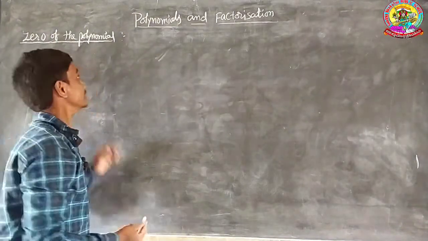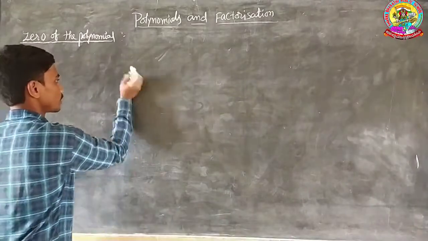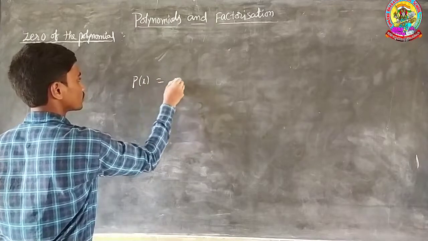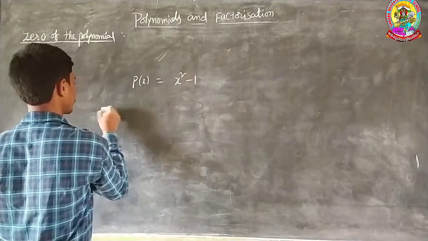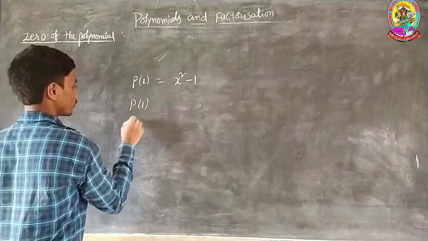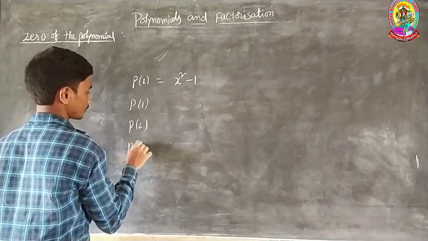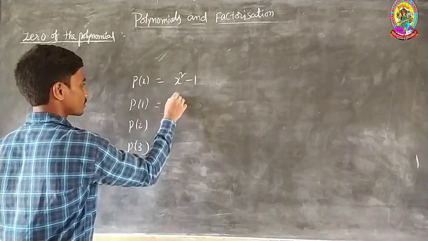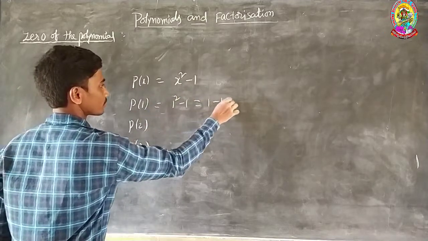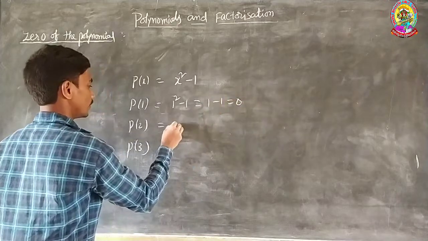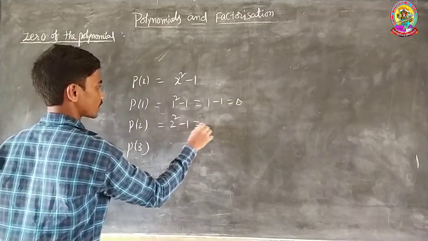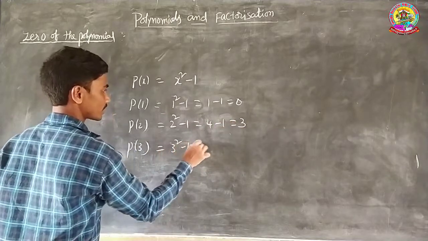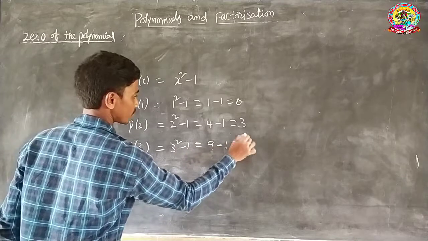Next concept is the 0 of the polynomial. For example, p of x is equal to x square minus 1. Find the value of p of 1, p of 2, p of 3. If you introduce 1 in the place of x, the value is 0. If you introduce 2, the value is 3. If you introduce 3, the value is 8.